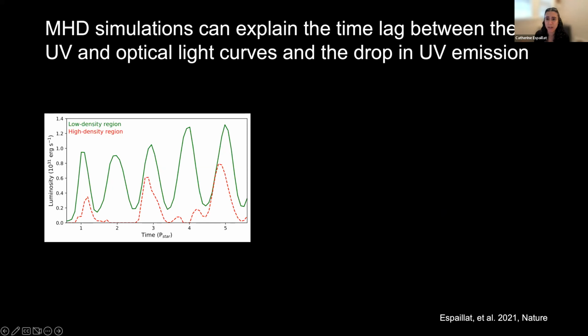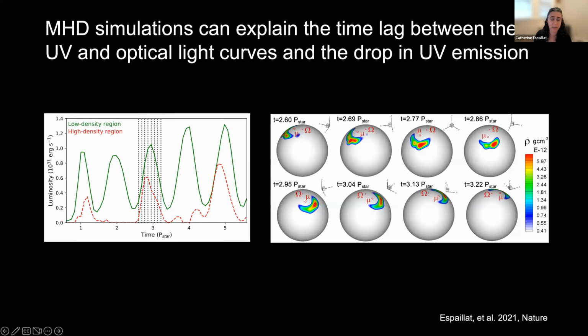And the high density region of the hotspot rotates out of view, which leads to a time lag between the light curves where the UV is peaking before the optical. And you can see this more clearly at 3P star, the period of the star, where the red is peaking before the green. And then also the dotted is peaking before the green, and also at 5P star. Right, so again, this is because of the high density part of the hotspot. And I'm sorry, you also see that the high density region, the red broken light curve, the peak disappears around 2 and 4. And this is just reflecting that the high density part of the hotspot is unstable.